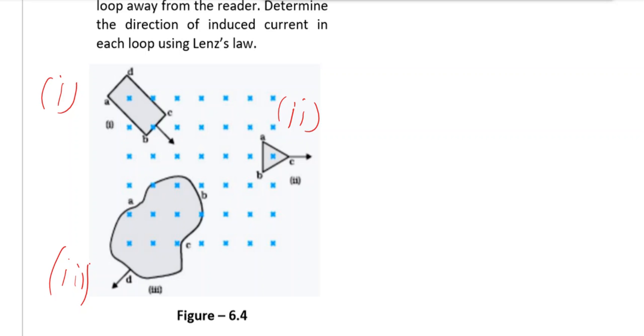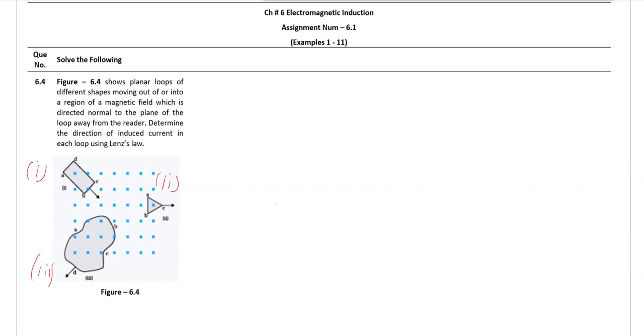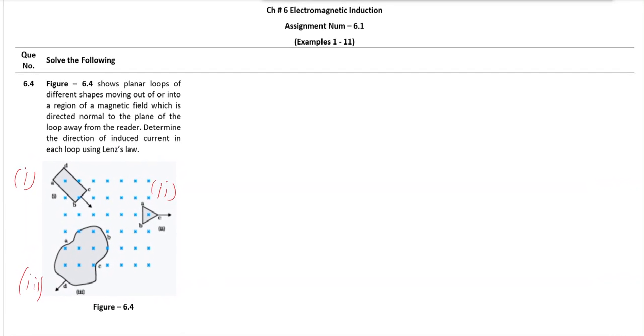So what is happening in the first case? A square loop ABCD is brought in the magnetic field. In the second case, a triangular loop is taken out of the magnetic field. In the third case, an irregular shaped loop is pushed out of the magnetic field, and the blue crosses are indicating that field lines are going inside. So in which direction will we have induced EMF? Let us see how to determine the direction of induced EMF.